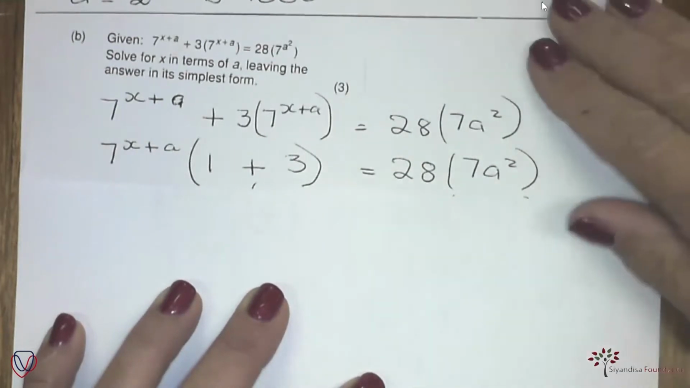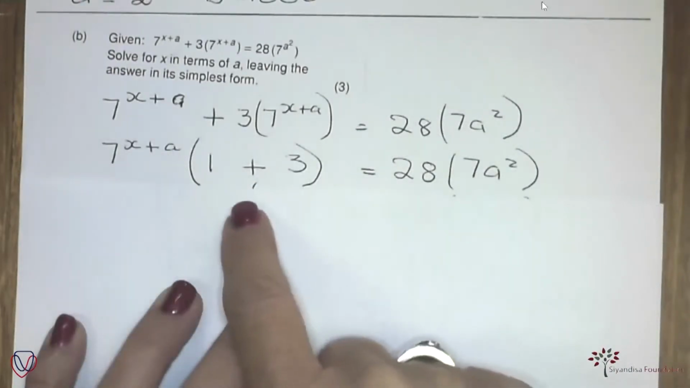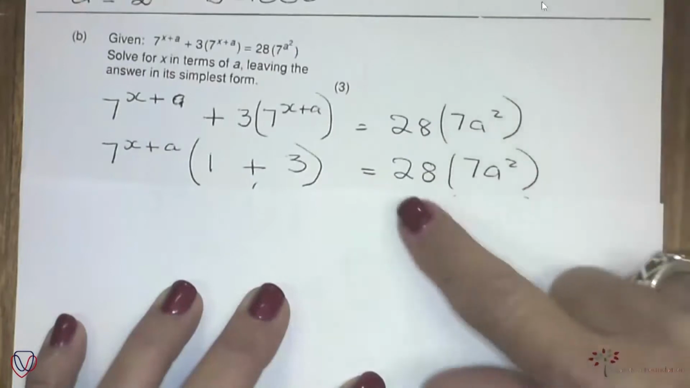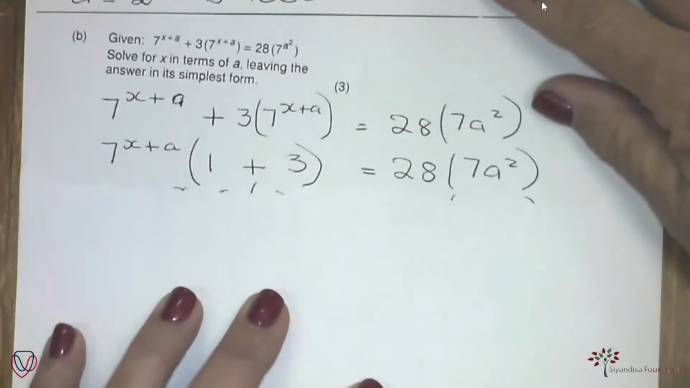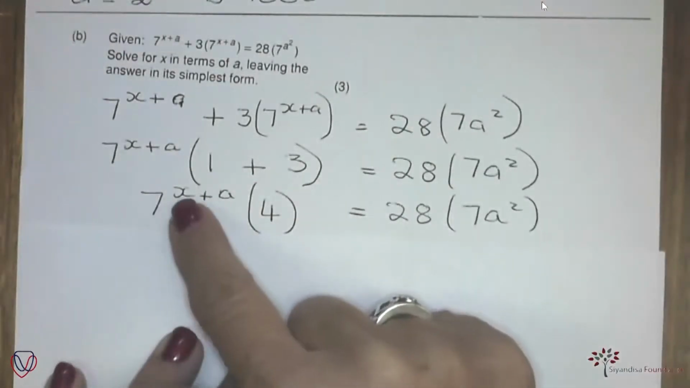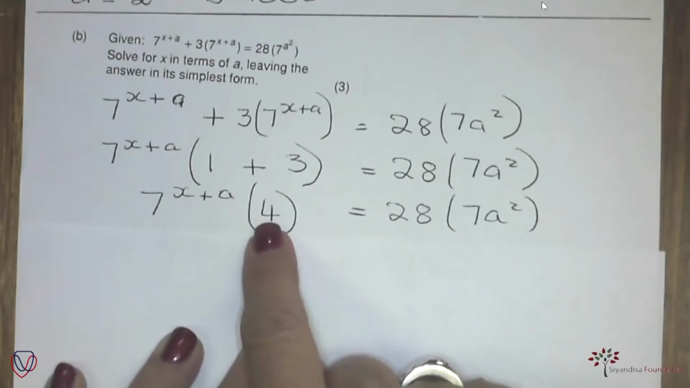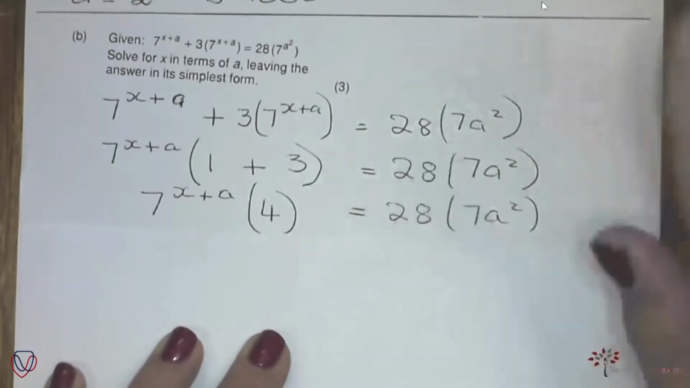Okay, people, let's have a look. Take out a common factor here. It's 1 plus 3, easy. Leave that one like that because we've got to get to that. Right, then we've got on this side 7^(x+a) equals, 4 is 28, 7^(a²). This cannot be simplified in any way, in any case.